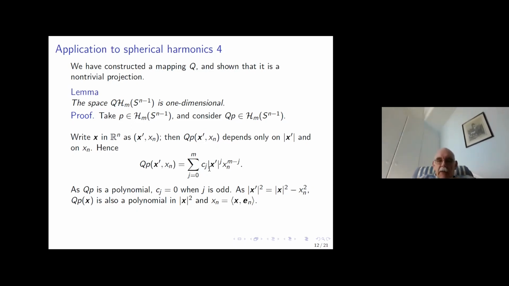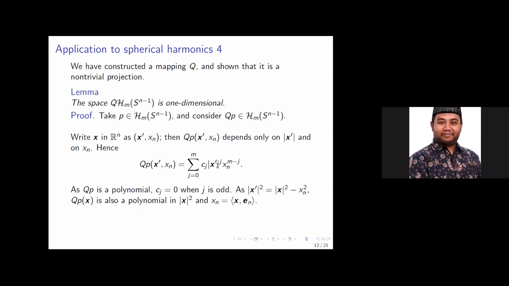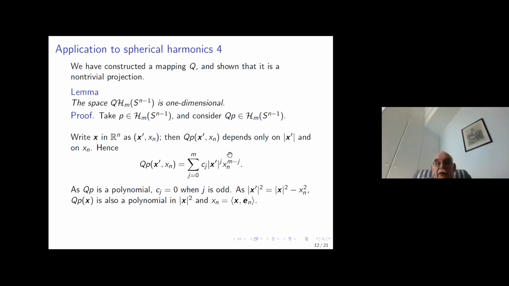Now, if this is going to be a polynomial, actually, I have to take the length squared or the length to the fourth power or so on. That is a polynomial, but the length itself is not a polynomial. So that means that these coefficients have to be 0 when j is odd. So we can really think of this as being a sum where I've only got even powers.